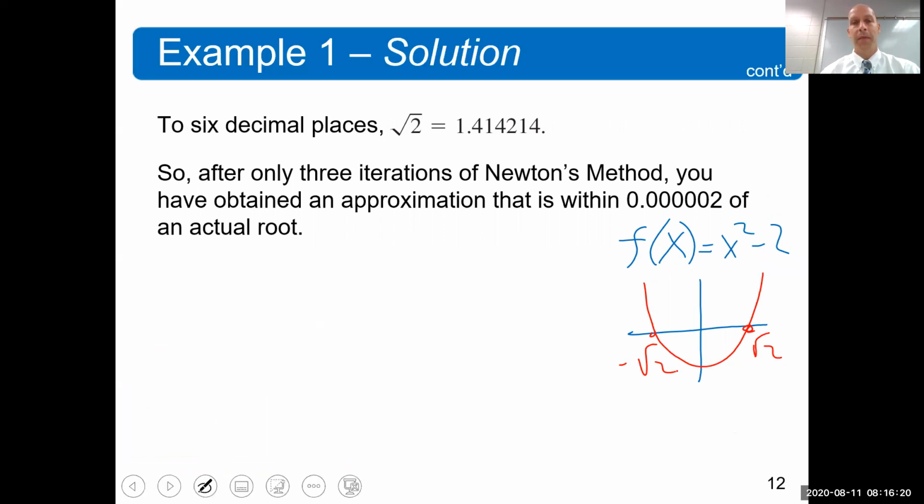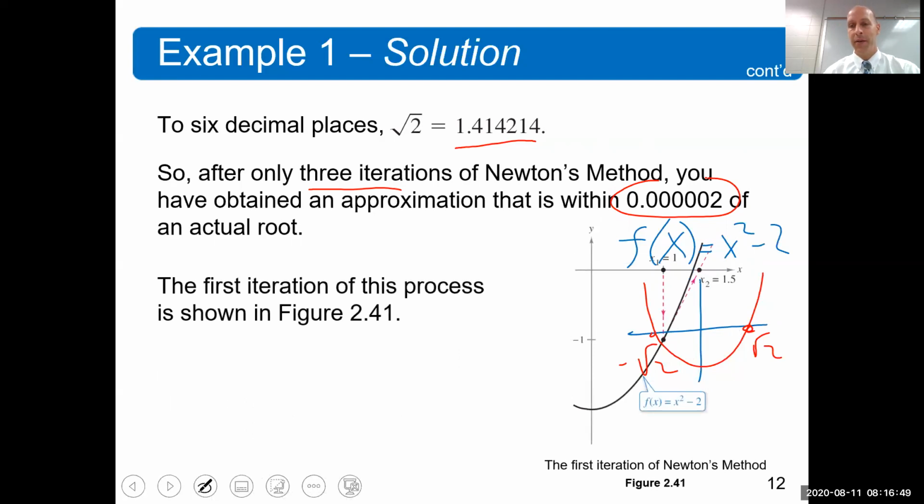But anyways, after 3 iterations, we have 6 decimal places, and after those 3 iterations, we are within 2 millionths of the exact answer. 2 millionths. That's pretty accurate for only 3 iterations. It's pretty accurate. Oh, and there's the picture here.